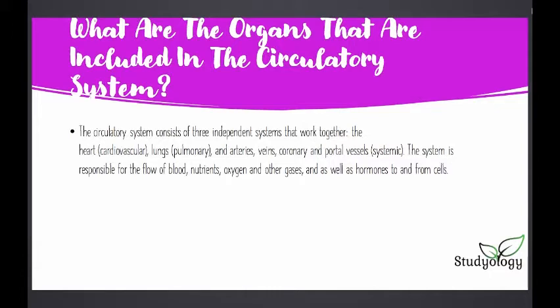The system is responsible for blood flow, nutrients, oxygen, and other gases, as well as hormones to and from cells. So the main function of the system is the flow of blood. It transports nutrients, oxygen, and other gases throughout the body, and also hormones to and from the cells. So it helps in transporting, basically.